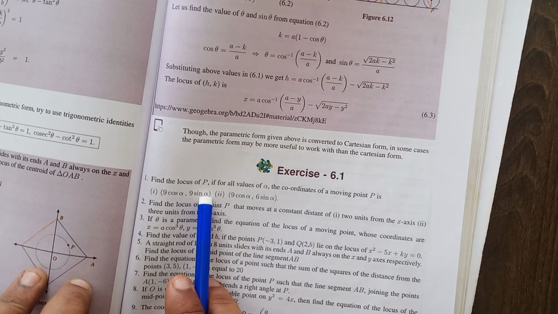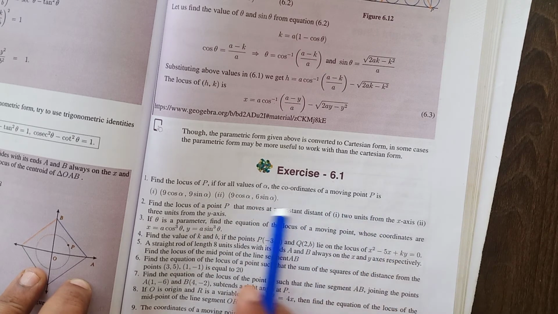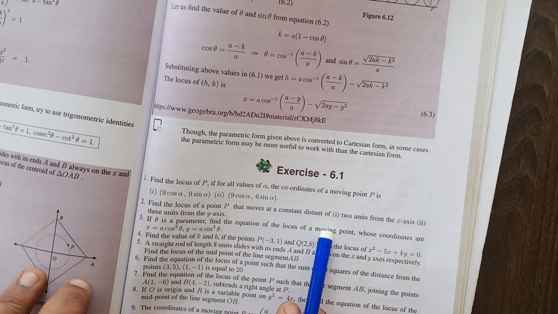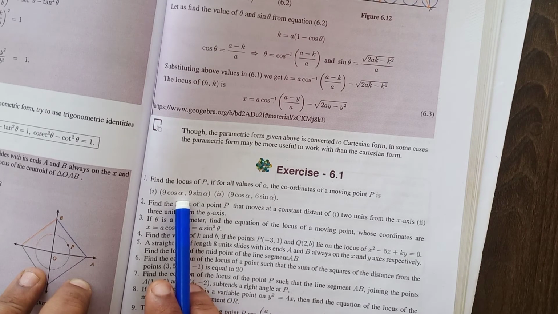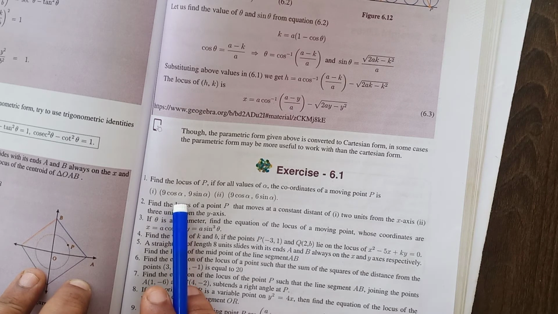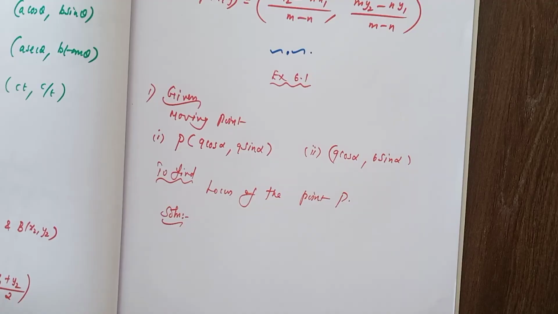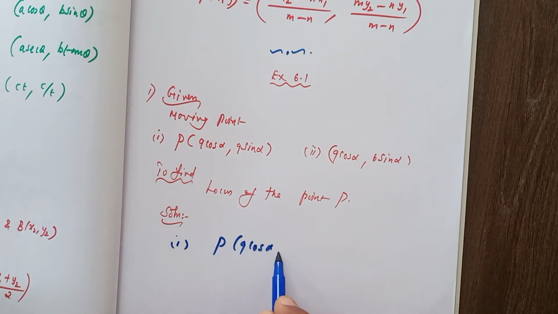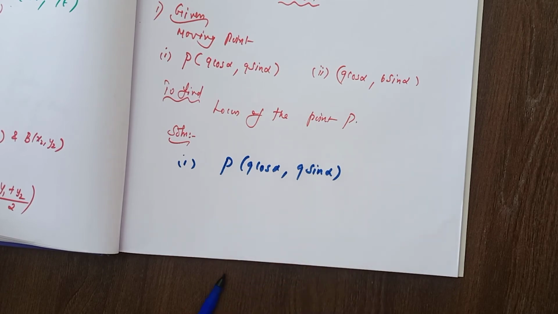Question number 1: find the locus of the point P if, for all values of alpha, the coordinates of a moving point P are given. Two subdivisions are given. In the locus of the point P, the parameter alpha is to be eliminated, very simple one. Subdivision number 1: P of 9 cos alpha, 9 sin alpha. Here this is the x coordinate, this is the y coordinate, x and y.